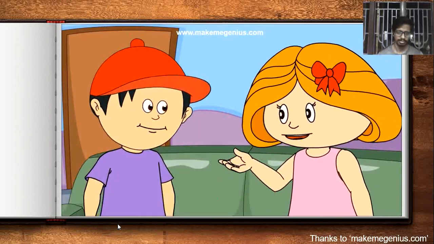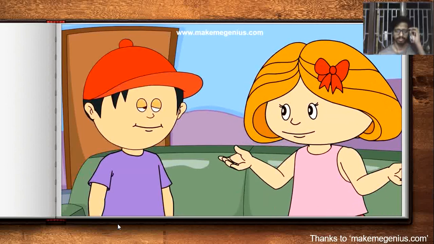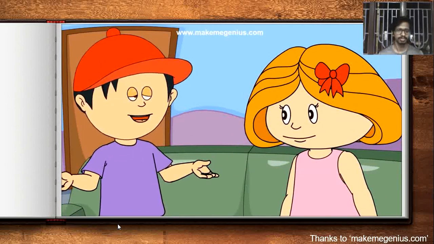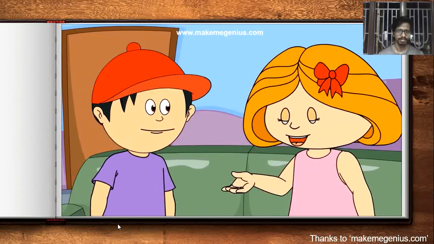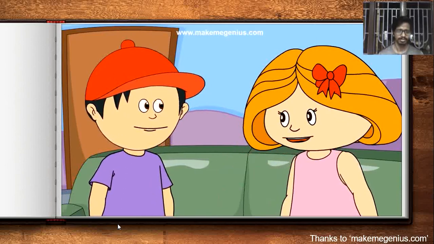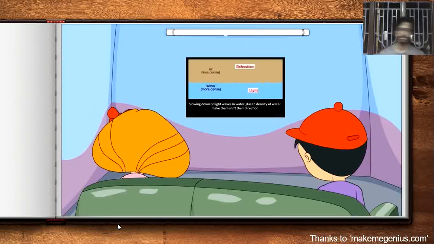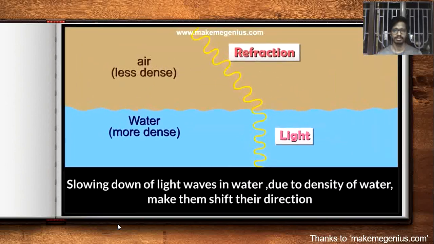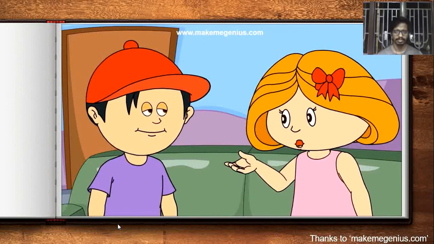So, Jimmy, you could not run fast in water, correct? Yeah, I can run much faster otherwise. Let's see. Why could you not run fast in water? You know, water is more dense than air. You have to run against air while on ground. But your speed is less in water because the water is denser than air. So, same thing happens to the light. When it enters water from air, its speed becomes less and its direction changes. Let's do one more experiment to understand it more.